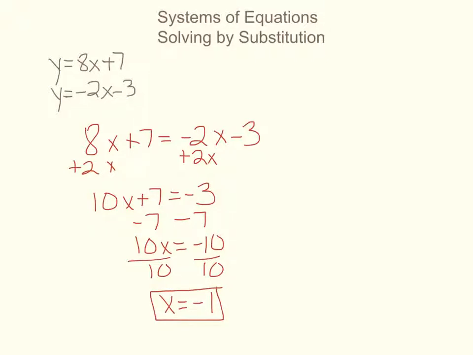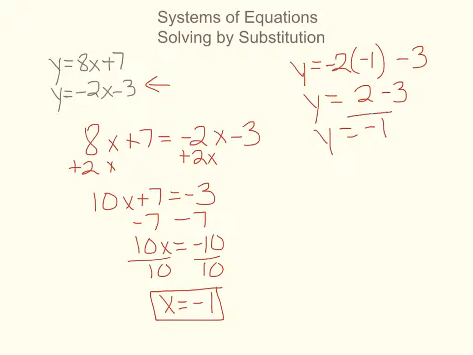Now we need to take this negative 1 and plug it into one of our original equations to find what y equals. It really doesn't matter which one you pick. I'm going to use this one. So y equals negative 2 times x, but instead of x, I'm going to put negative 1, minus 3. The negative 2 times negative 1 would be positive 2, and then 2 minus 3 would be negative 1. So y equals negative 1.